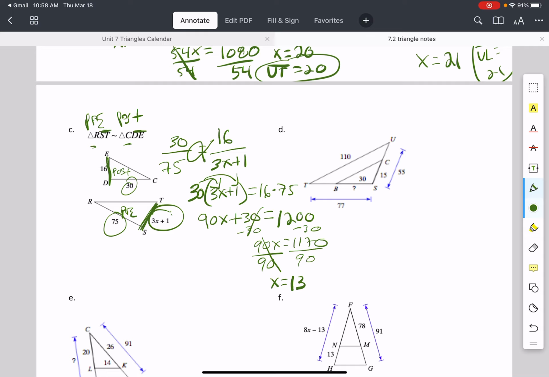Did the instructions say to find x though? No, they said to find the missing side length. So we don't care about the 13. We want to know what ST is. So how can I use the fact that x equals 13 to find ST? Nope, that's a good guess. I know ST is 3x plus 1. And I know x is 13. Plug it in.